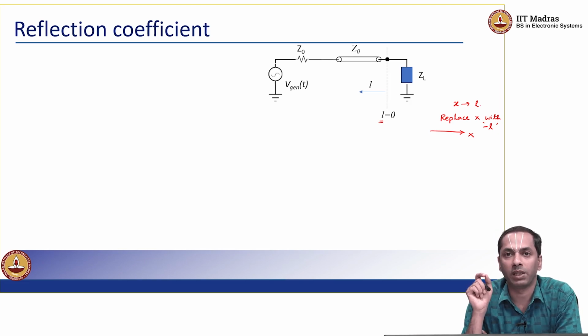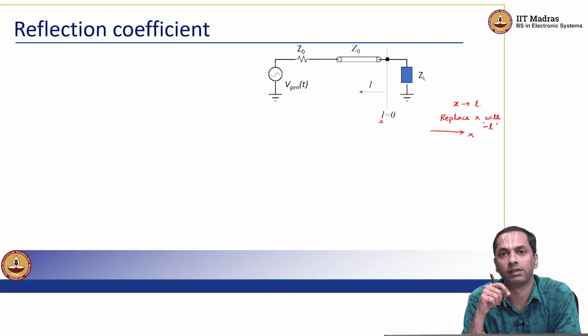So the main purpose of doing this is so that we are essentially trying to see how the load looks to the generator in steady state, right. So we will have to somehow transform this load impedance to what it looks like as a load impedance at the generator, right. So in order to do that, this kind of a transformation is beneficial. Okay.